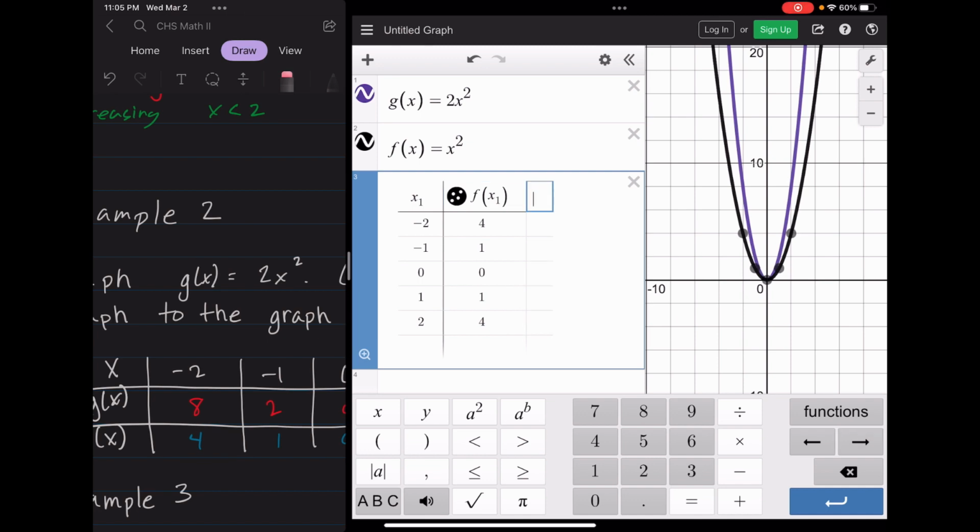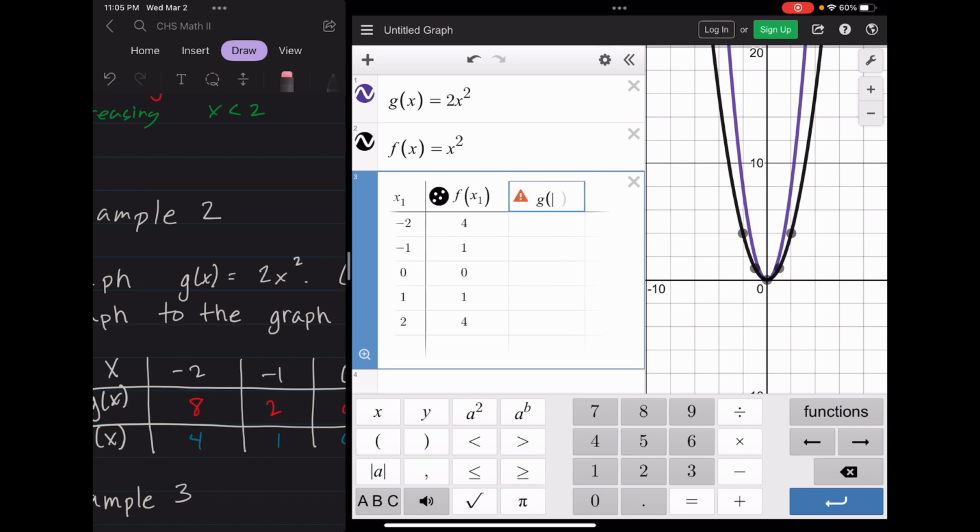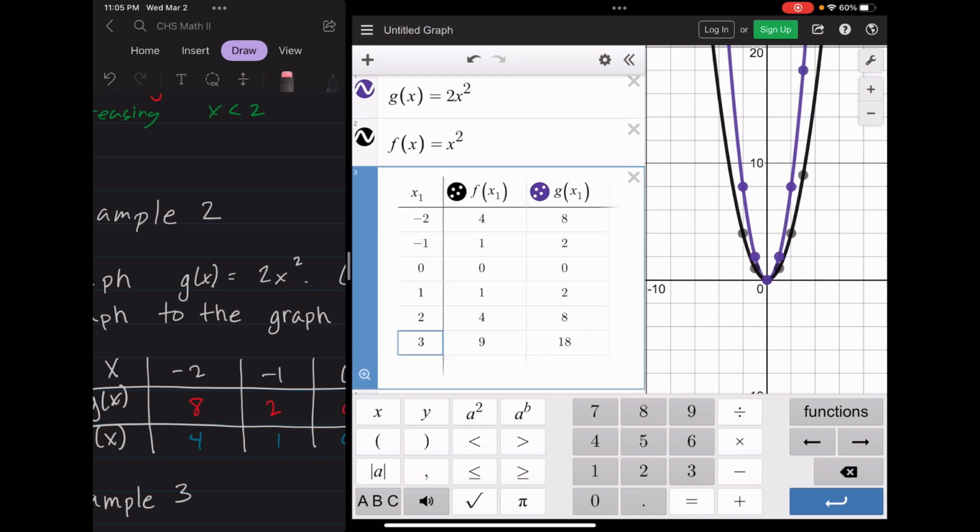The cool thing now is I can create another function in this same table by going to the right one more, and now we're going to do g of x. We want to plug in the same x value, so we say x1, and again, it plugged each of those x values in. If I wanted to, I can keep going and say x of 3. 3 squared is 9, and 3 squared times 2 is 18, and you can see the points.